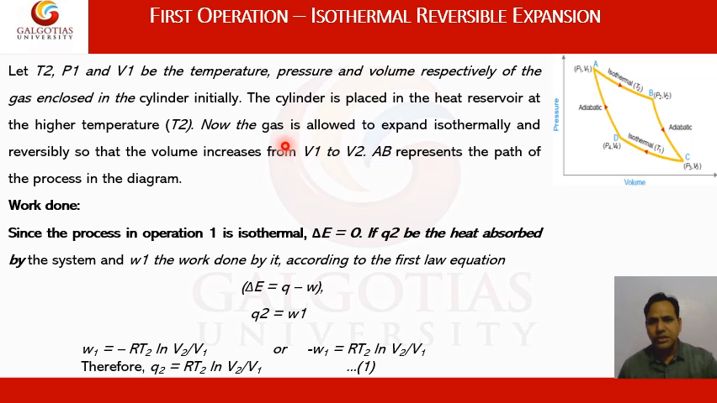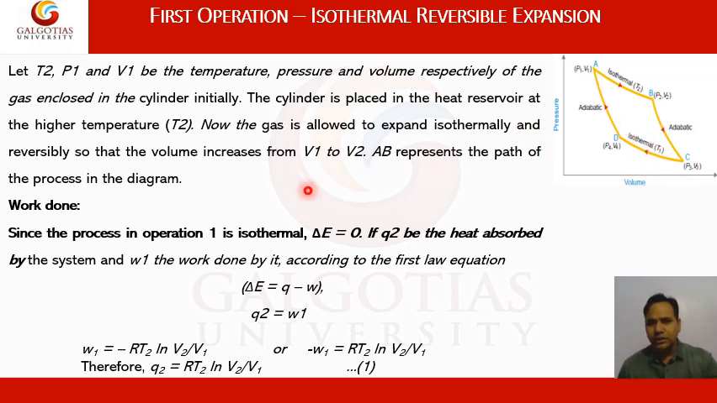Here showing the first operation, that is the first process, the isothermal reversible expansion. Let T2, P1 and V1 be the temperature, pressure and volume respectively of the gas enclosed in a cylinder initially. The cylinder is placed in the heat reservoir at a high temperature T2. Now the gas is allowed to expand isothermally and reversibly so that the volume increases from V1 to V2. So V1 to V2, from A to B, represents the path of the process in the diagram.